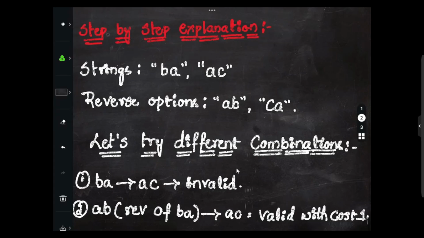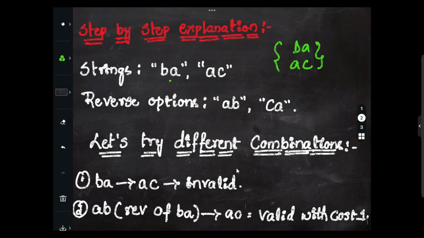The same input we are considering for this. The strings we have are BA and AC. In the question they have strictly mentioned that Vasily has n strings and he can reverse any string at a given cost. Also, he wants the strings in lexicographical order using only reversals.